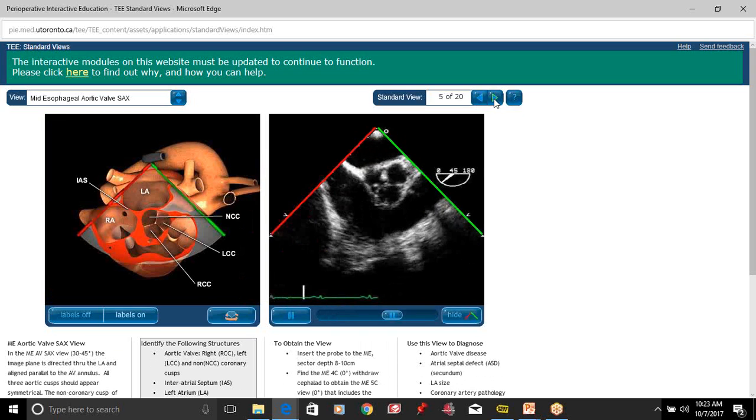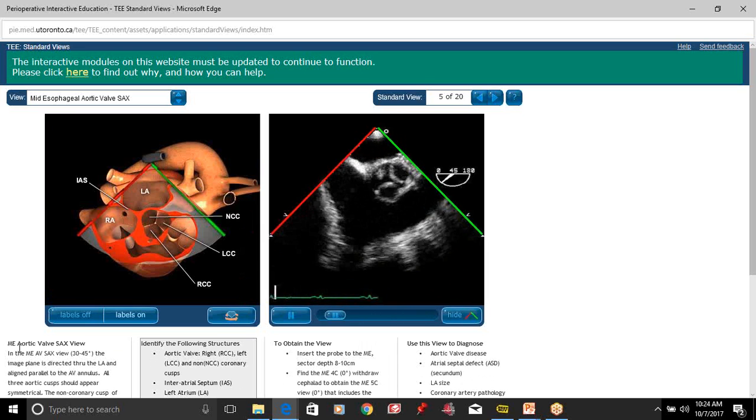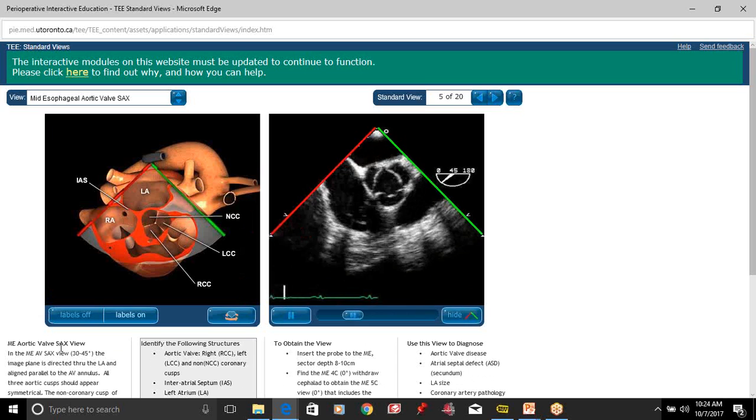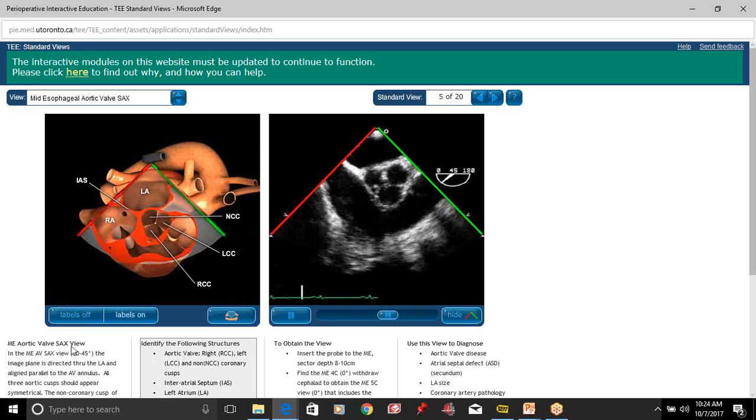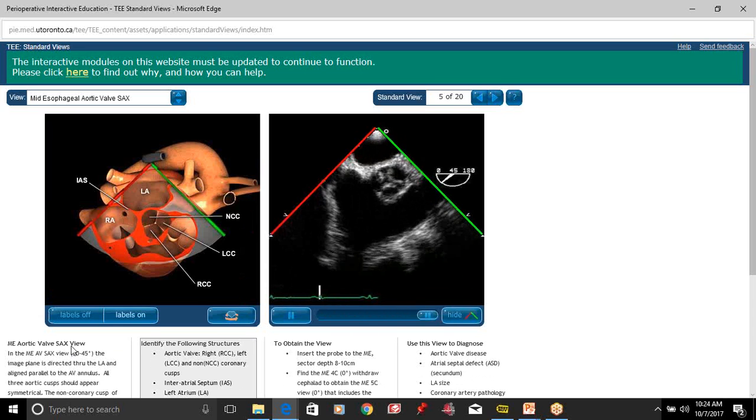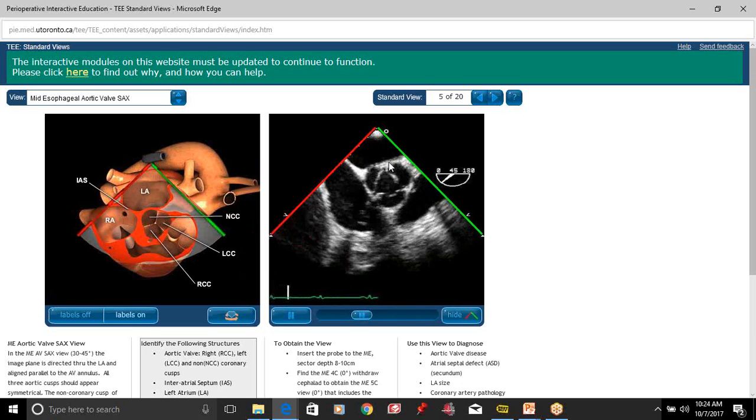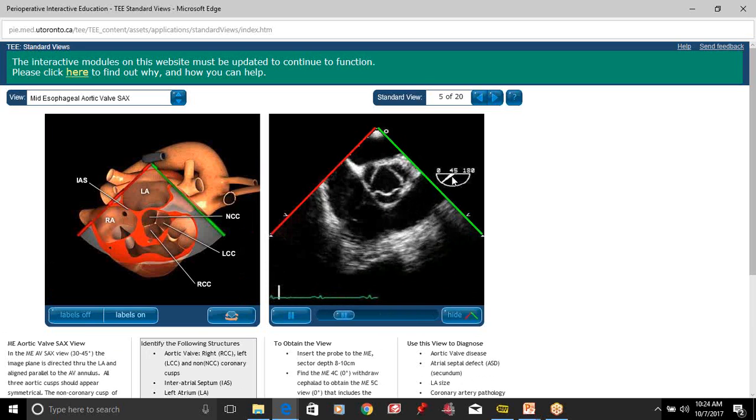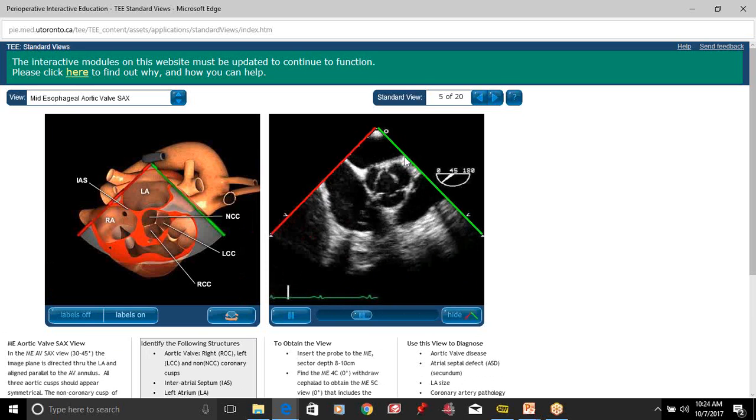Another important view is your mid-esophageal aortic valve short axis. If you're looking for bicuspid aortic pathology, unicuspid aortic valve, or something of that nature, then it's a very important view. It's about 45 degrees mid-esophageal position, so you can see the aortic valve.